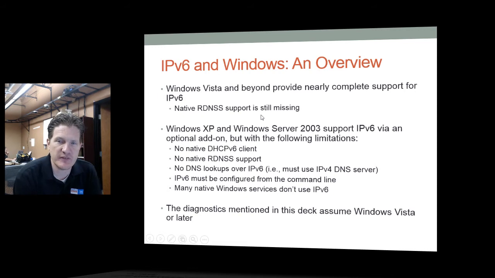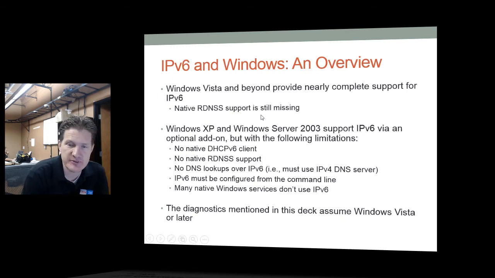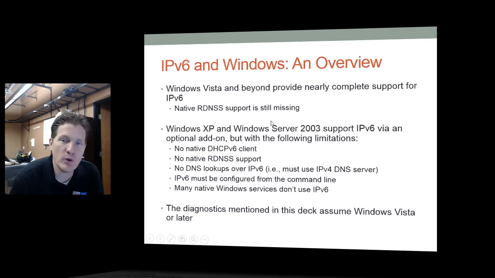Windows XP and 2003 Server support IPv6, but you have to add it. And when you add it, you don't get DHCPv6. You don't get DNS lookups. It must be configured via the command line. There's no way to program it in there manually with a graphical interface. And a lot of the services in Windows 2003 and XP will not recognize IPv6. So everything I'm going to talk about here assumes that we're using Windows Vista and greater. By the way, router discovery is also not available in Windows XP.